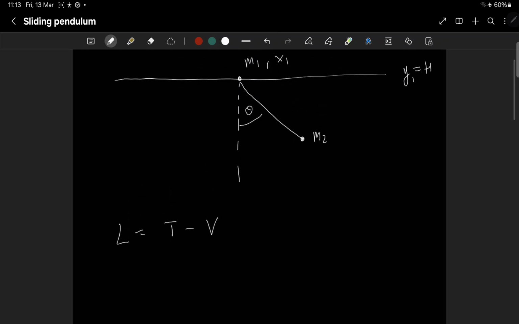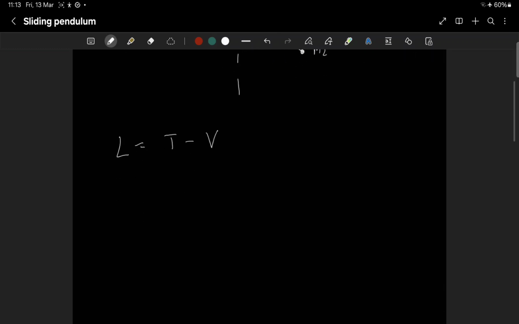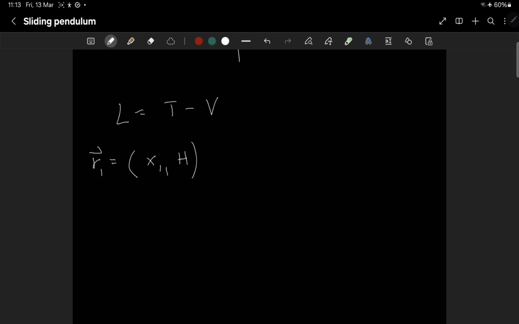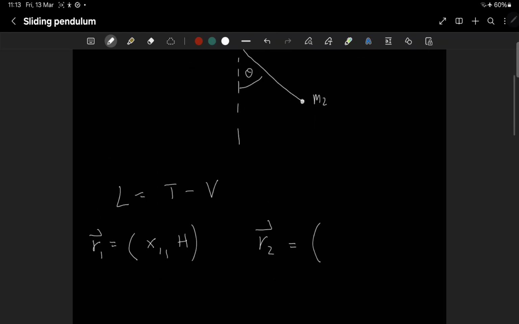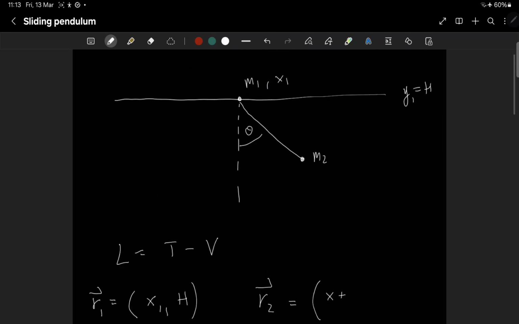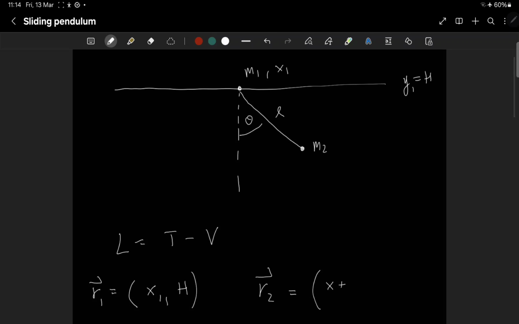So let us first look at the position of the first particle and the second particle. The position of the first particle, let's call it R1, is just x1 and a constant height H. Now for the second particle, the position is x plus, and we say that this rod has length L, plus L sine theta.